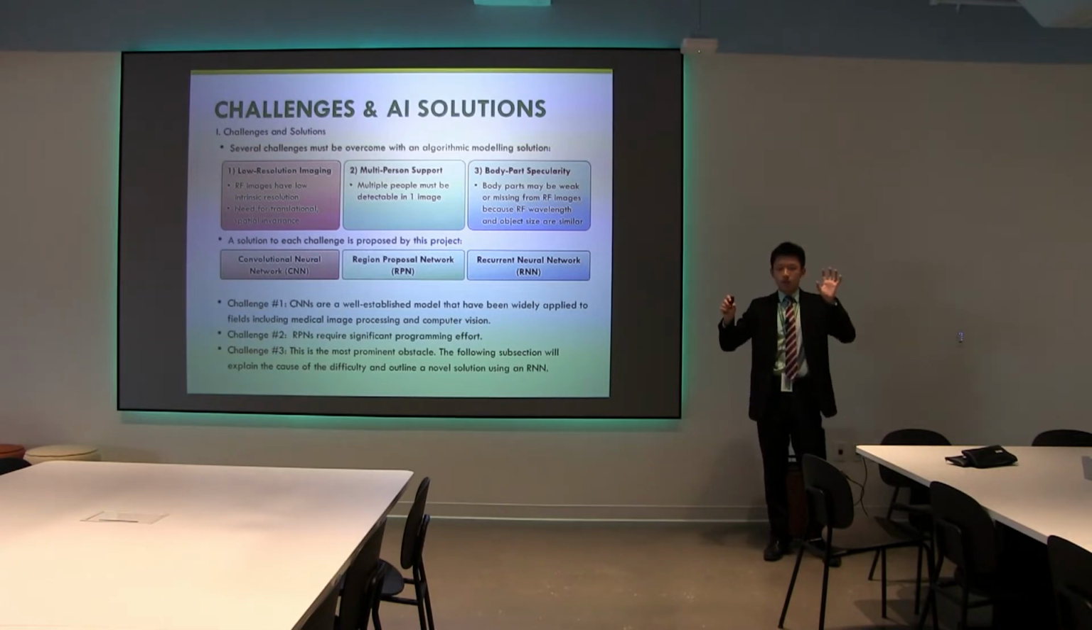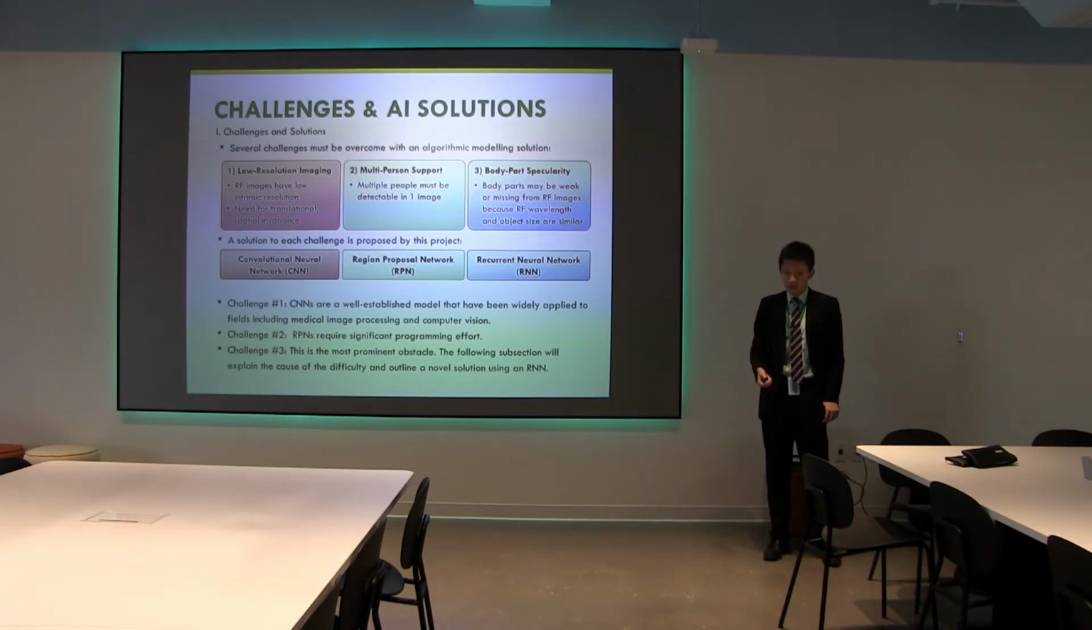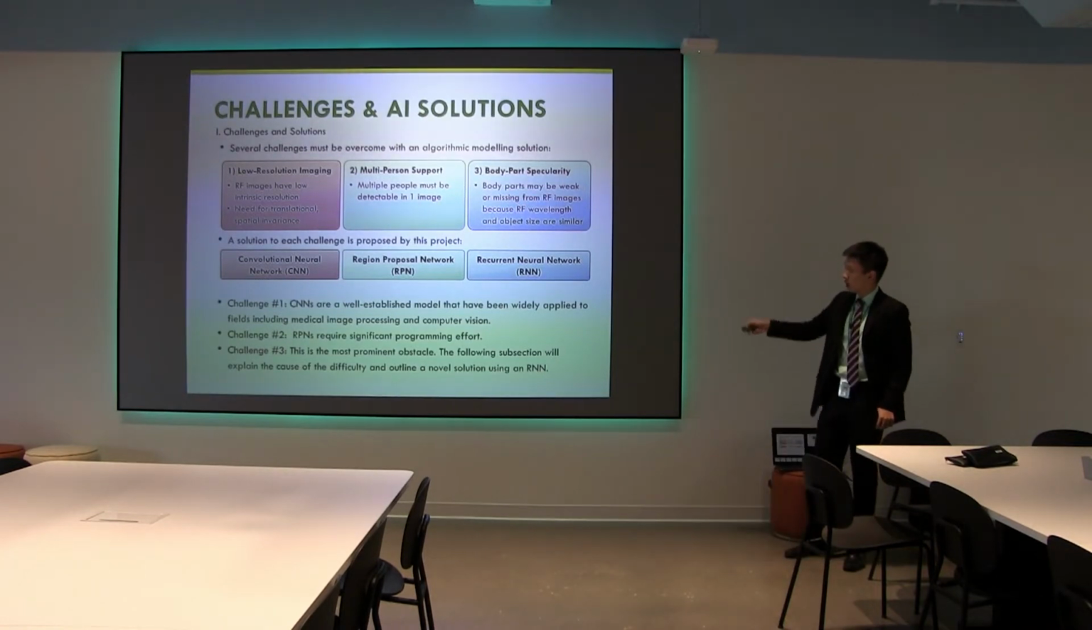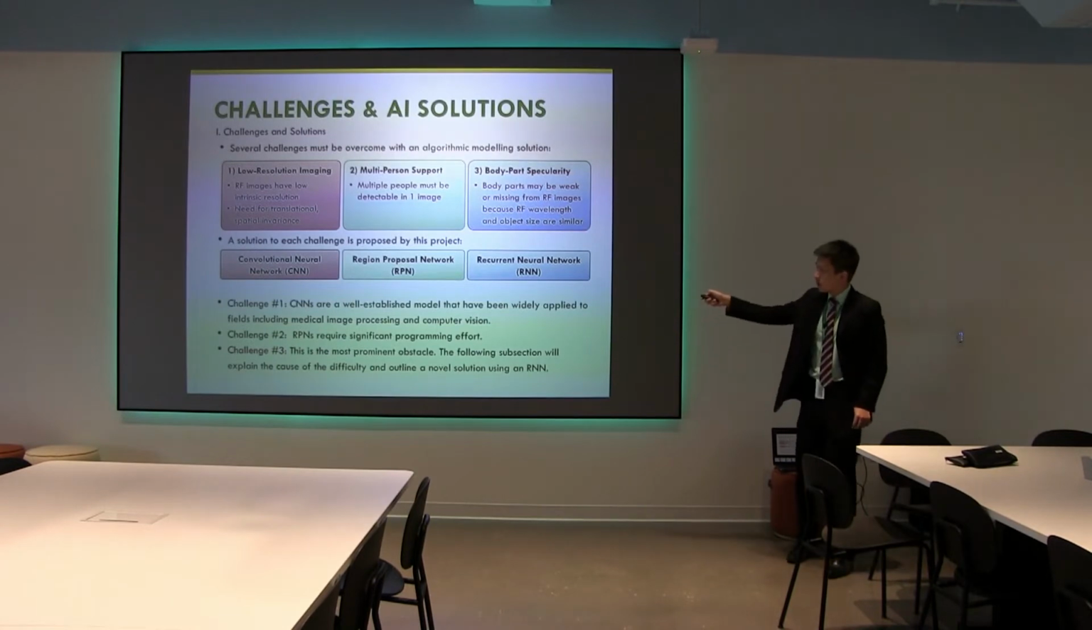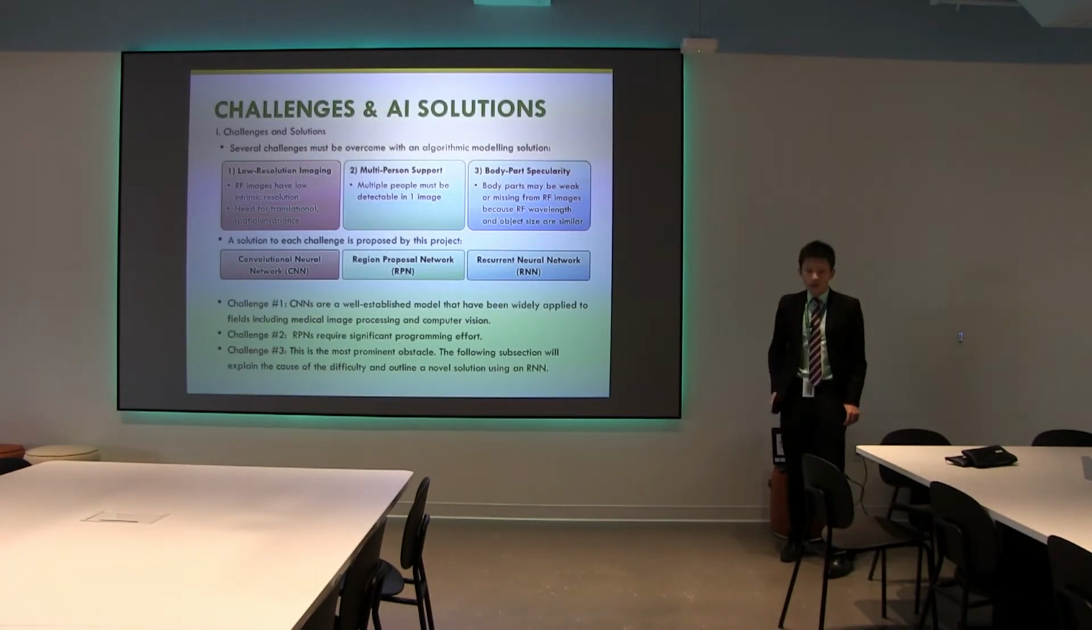And for example, if you have person A and person B and then they switch sides, who is who, right? So these are all problems that we need to tackle with multi-person support. And then finally, of course, body part specularity. So this low-resolution imaging problem can be solved with convolutional neural networks. We can use them to analyze these heat maps and then extract information from them.